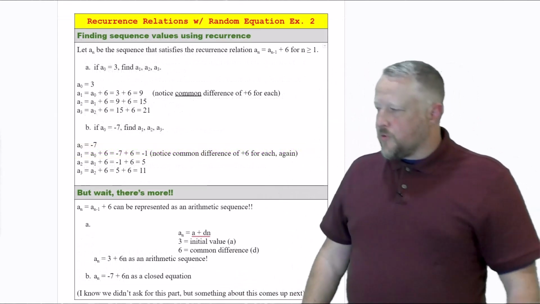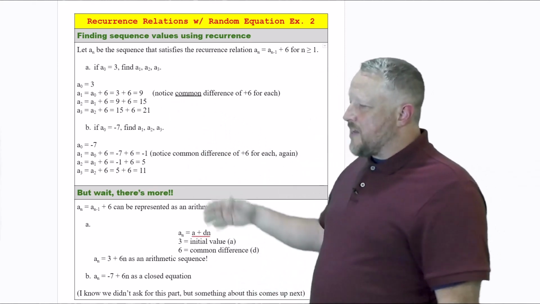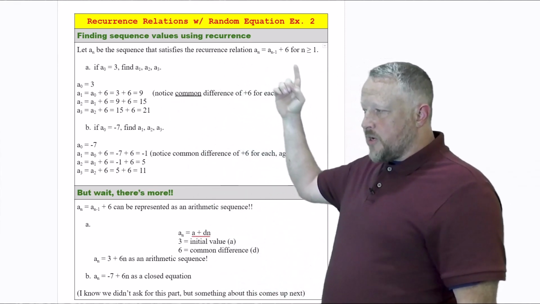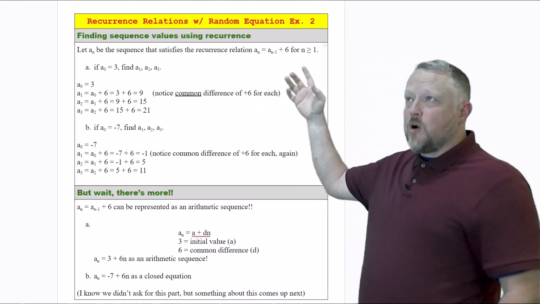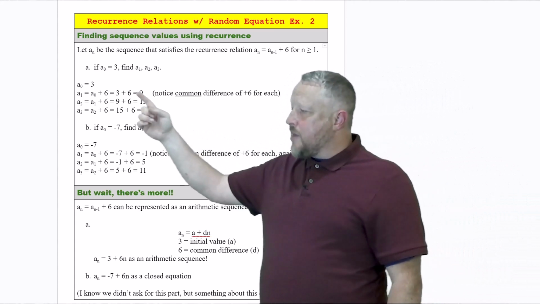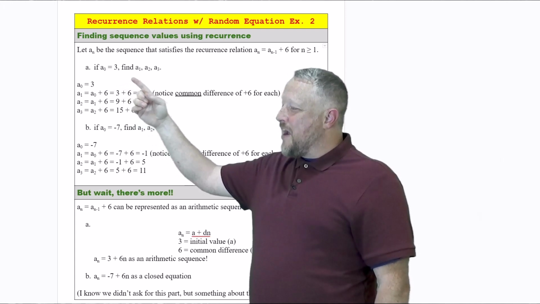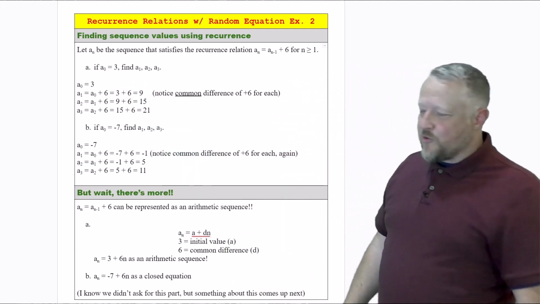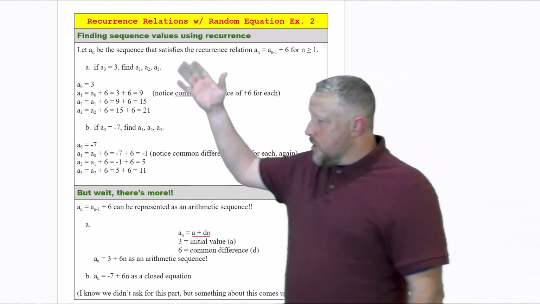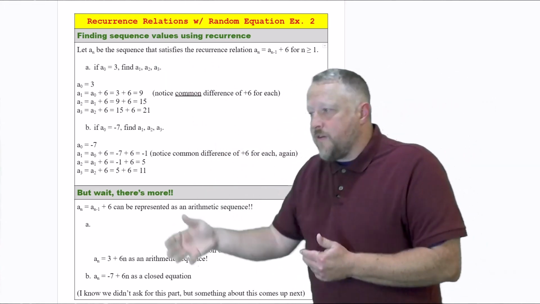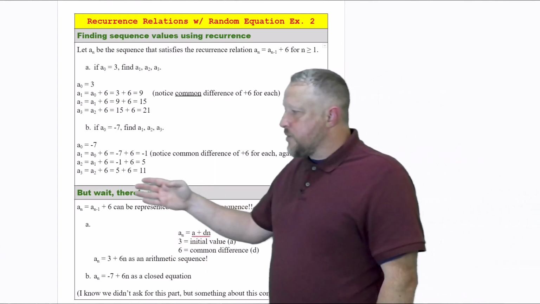Here's a couple of examples. I want you to let a be the sequence that satisfies the recurrence relation. So we're given a formula and some type of condition. Given a starting point, a naught or a of 0, I'm asked to find a1, a2, and a3 respectively. Now, just like we did before with the recurrence, I need to use the previous answer to help me with my current one.